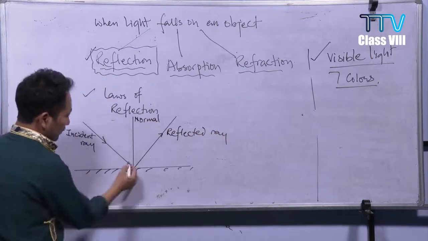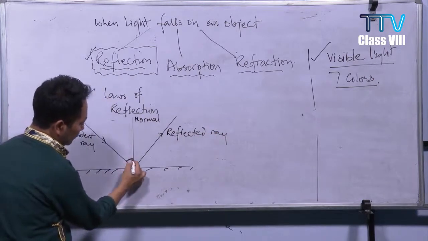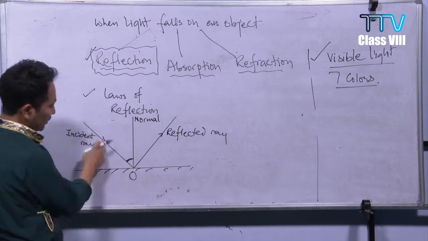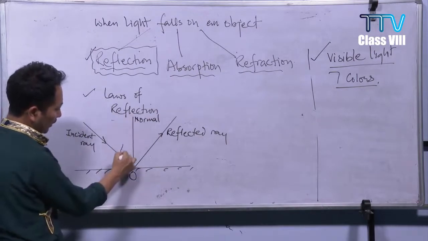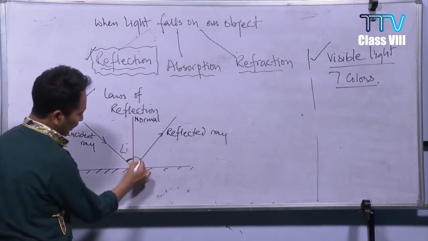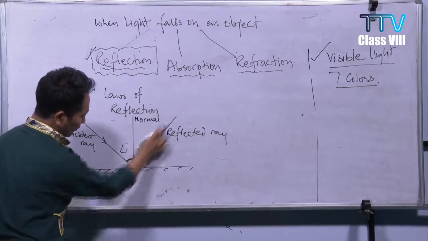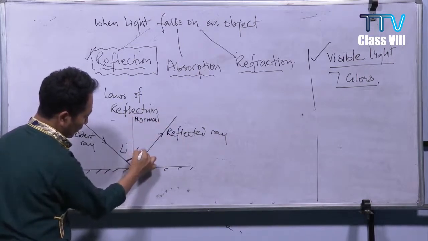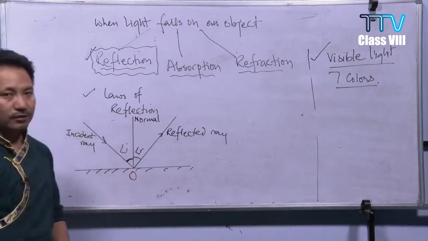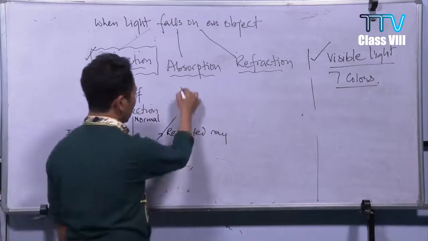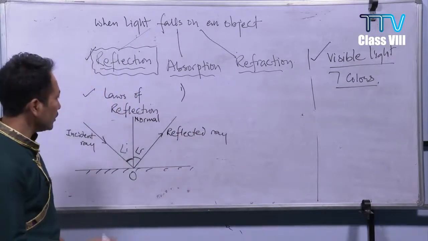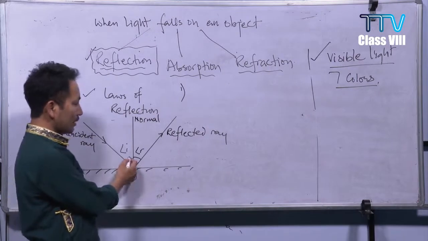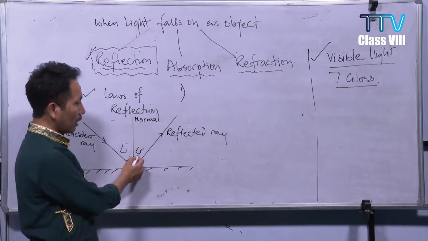Now this thing is important. You see this angle? The angle which lies between the incident ray and the normal is called angle I. And the angle that lies between the reflected ray and the normal is called angle R. Now, there are two laws of reflection. Number one, angle I is always equal to angle R.